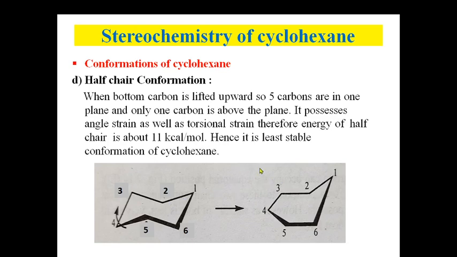So we have seen 4 conformations of cyclohexane: chair conformation, boat conformation, twist boat conformation, and finally half chair conformation. So remember all these 4 conformations.